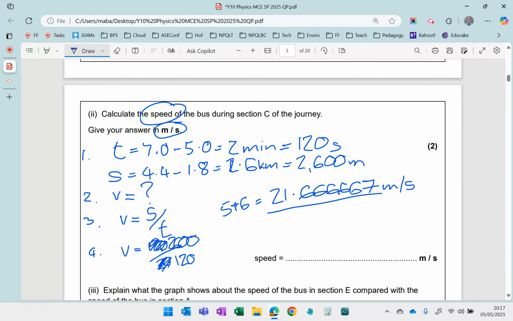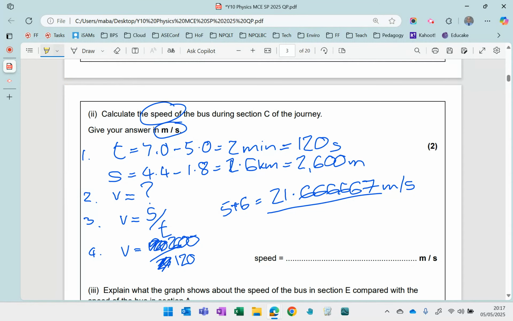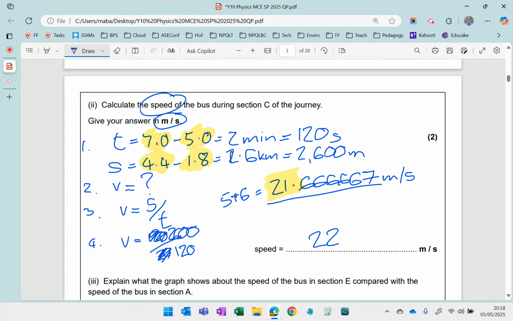Okay, but writing down all of that precision doesn't make sense. Why? Because you can see from the question that we know the time to 2 significant figures. We know the distance to 2 significant figures, which means that we should be giving our answer to 2 significant figures only. And if you take that and round it to 2 significant figures, that gets you 22 meters per second, which is the best answer.